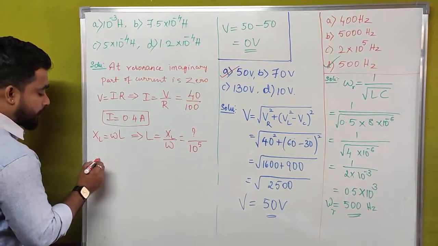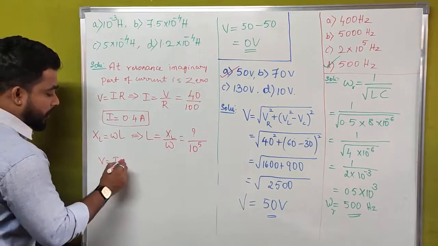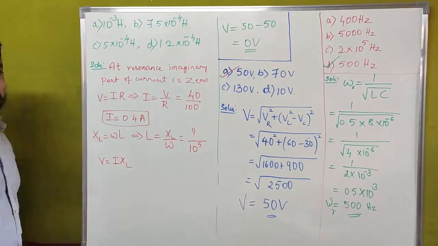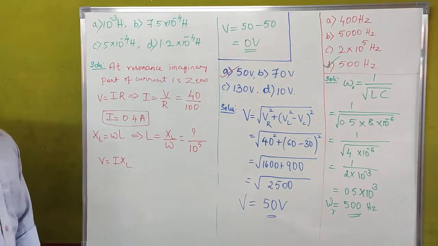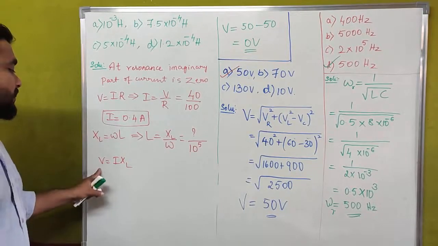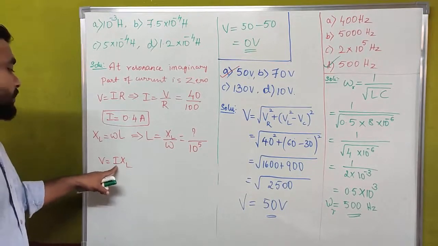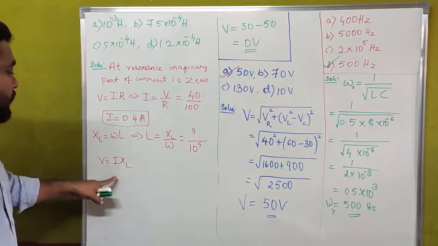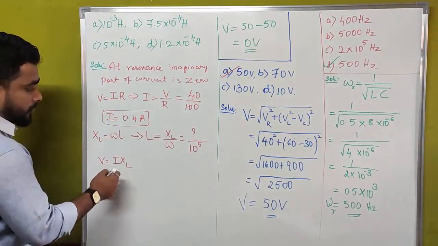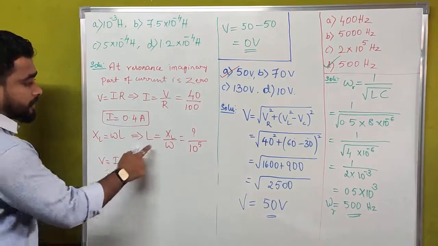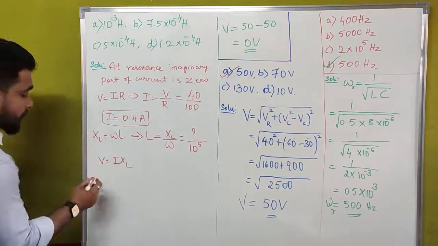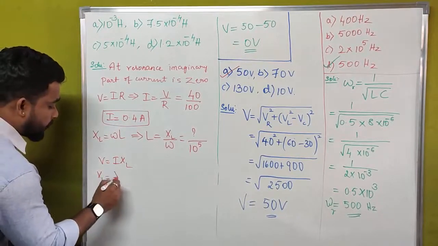We know that V is equal to I into XL in terms of inductor. In terms of inductor, what is the expression for voltage? V is equal to I into XL. Here I is current, XL is resistance. By finding out the value of XL, we can substitute that here. What is XL? XL is equal to V divided by I.